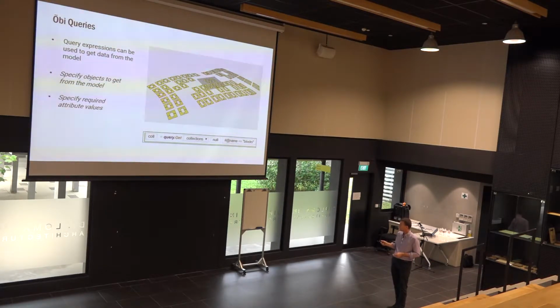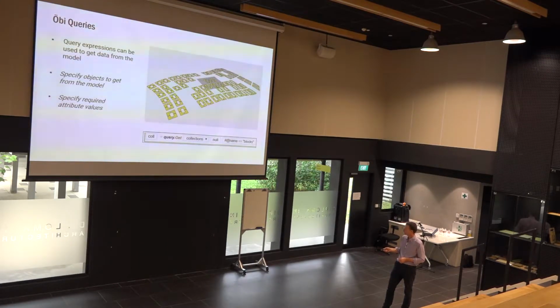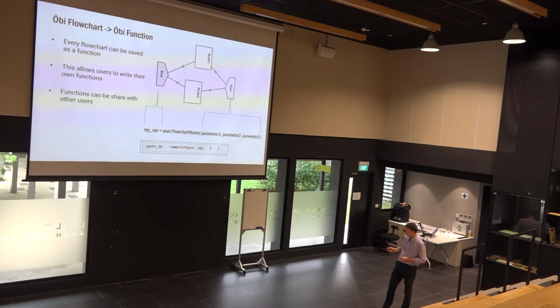And so here we can say, get me all the geometry that is in collections. The collections are these things here. So this is a drop down where you say, I want to get the geometry from the collection. And the collection must have a name equal to blocks. So all these polygons are in a collection, and the name equals blocks.